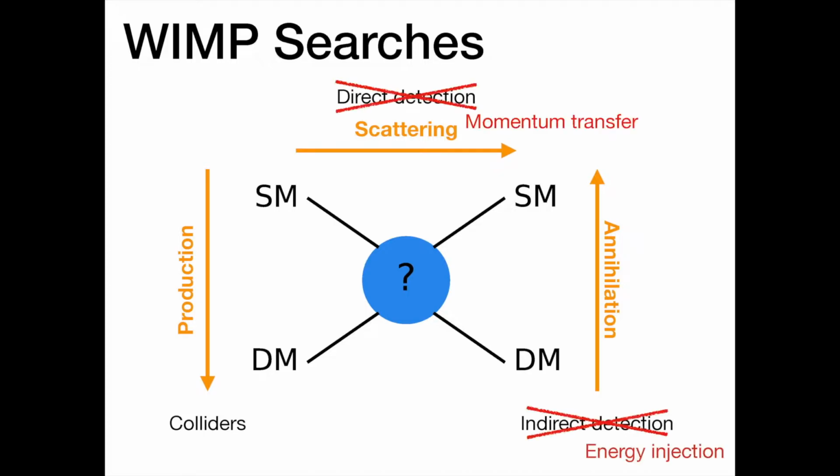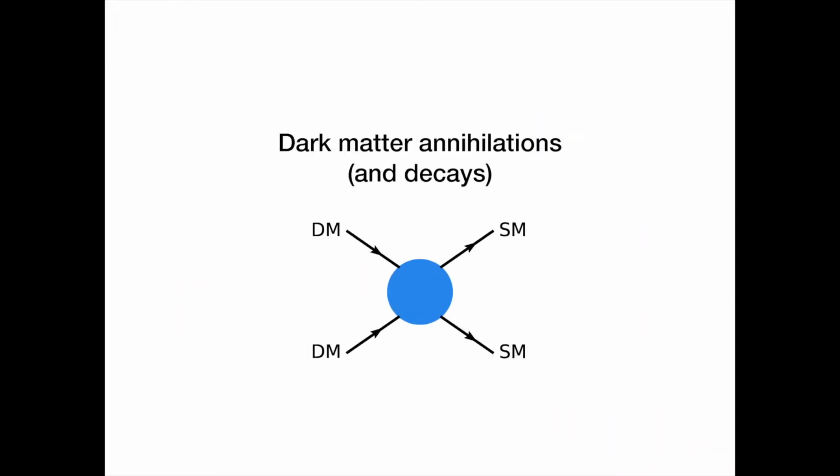And that's through the energy injection in the early universe of photons, of electrons, positrons from dark matter annihilation, and through the momentum that's transferred between the dark matter fluid and the baryon fluid in the early universe. Okay? So let's start with the annihilation of dark matter, or you can think about the decay of dark matter.